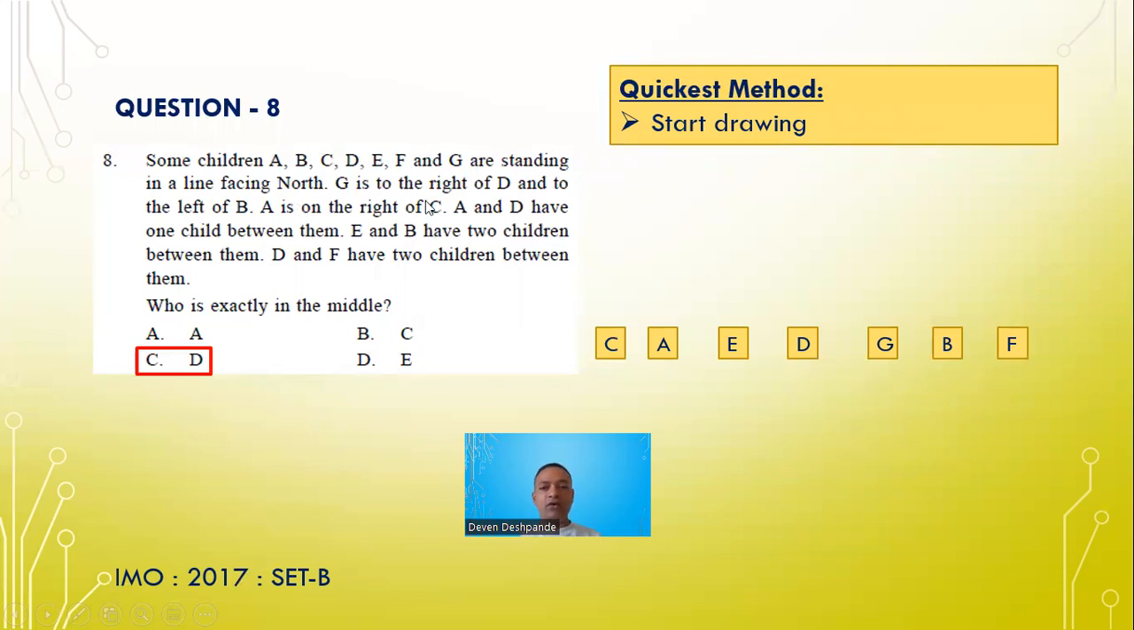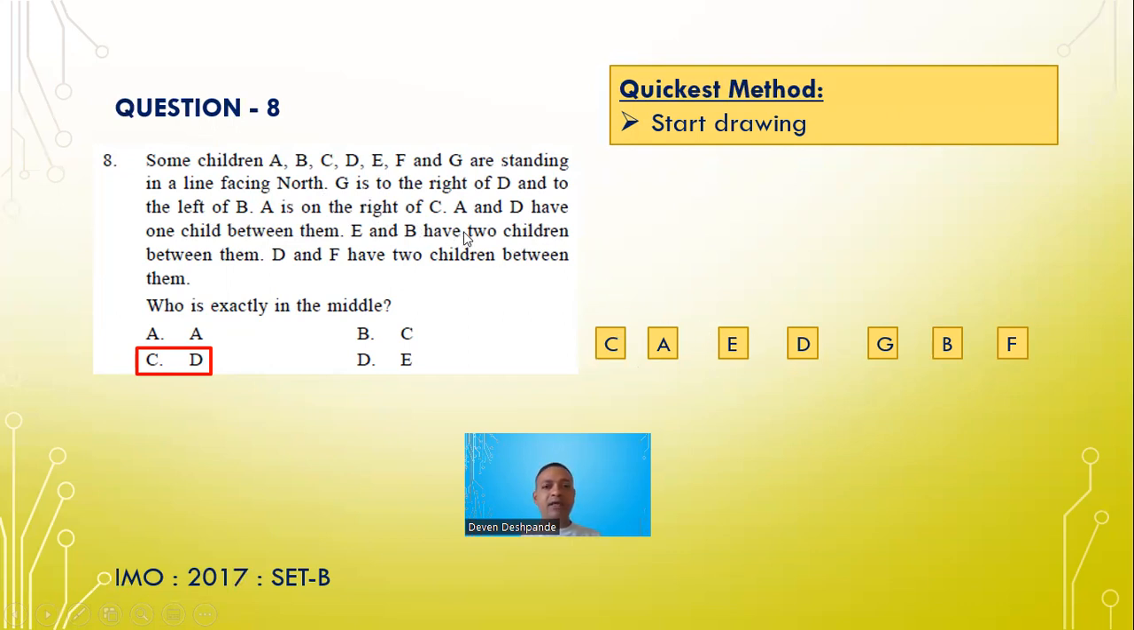A is to the right of C. So just have C somewhere and place A. A is to the right of C. And then A and D have one child in between them. So A and D, we already have placed D, isn't it? So A and D have one child in between. So let's place E.